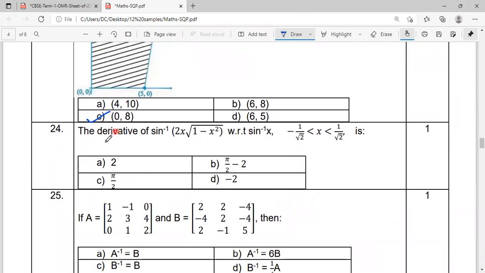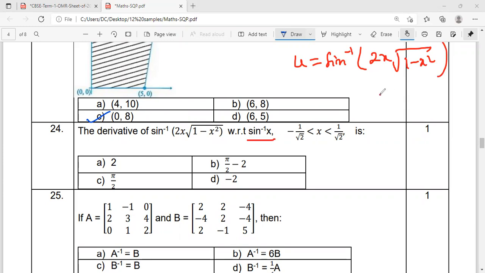Okay. Derivative of sine inverse of 2x under root 1 minus x squared with respect to sine inverse x. See, what we can assume is u is equal to sine inverse of 2x under root 1 minus x squared. And with respect to that, we can assume v is equal to sine inverse x. Now, if v equals sine inverse x, then x is equal to sine v. Now put this value up here.